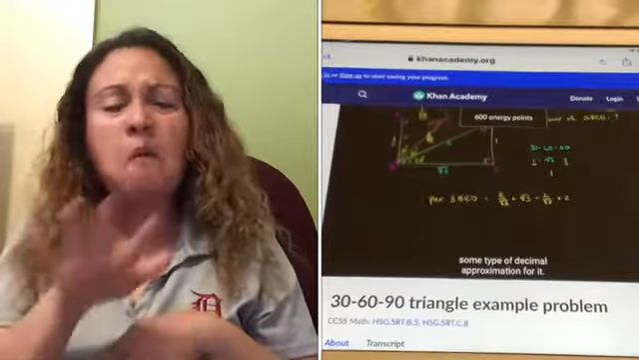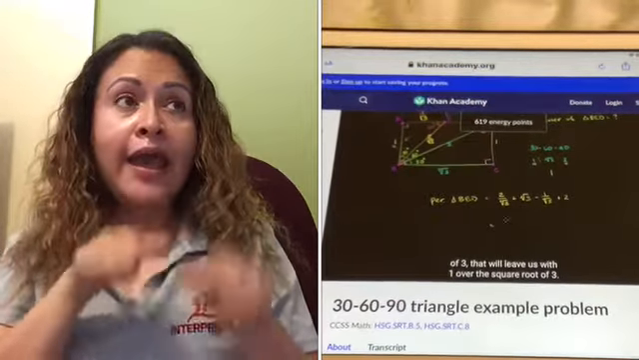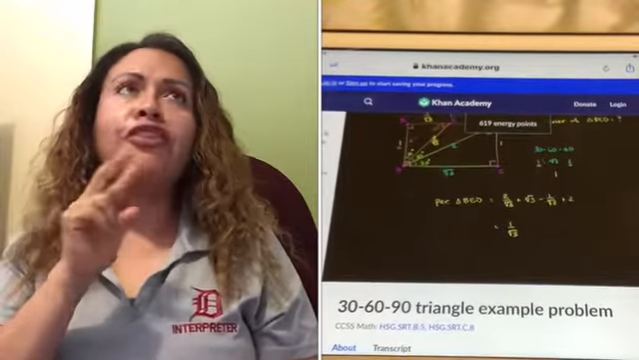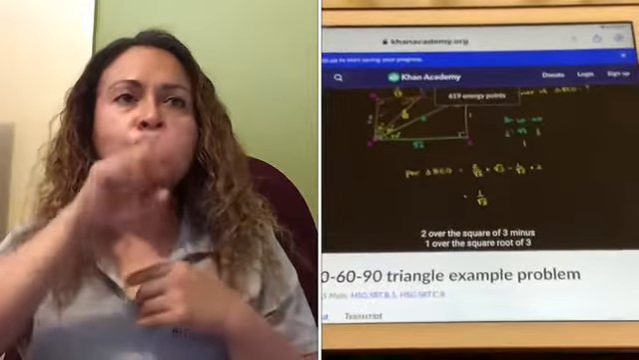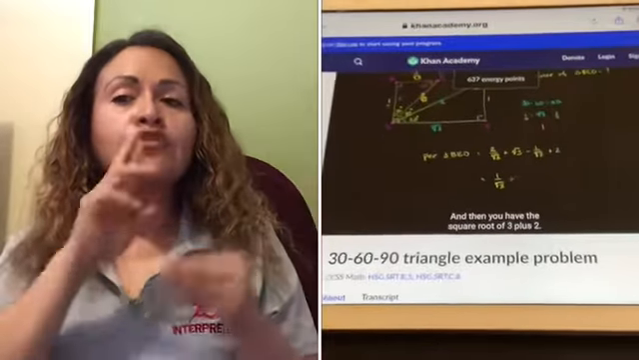Let's see, 2 over the square root of 3 minus 1 over the square root of 3 leaves us with 1 over the square root of 3. And then you have plus the square root of 3 plus 2.